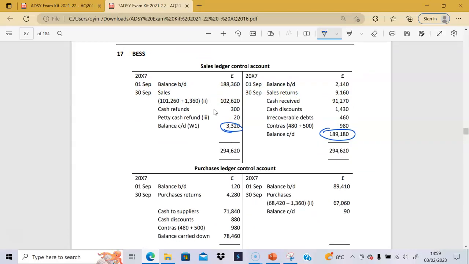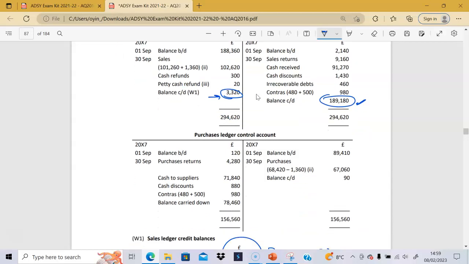So we know the closing balance on the credit side of the sales ledger control account, the balancing figure here, is 3320. Then we fix that, and as a result of everything else, we now know this is the other difference that occurs naturally in there. Yeah, and that's that one.